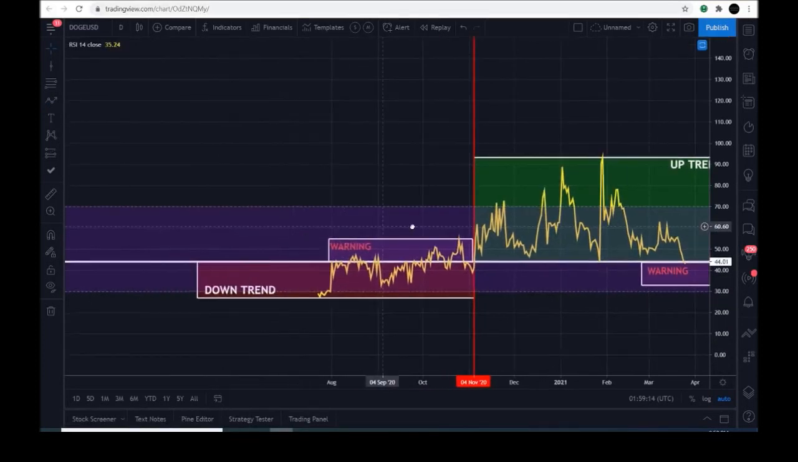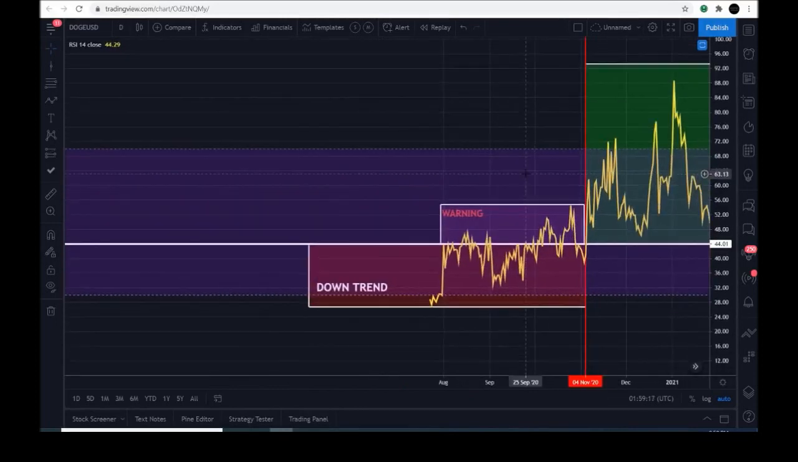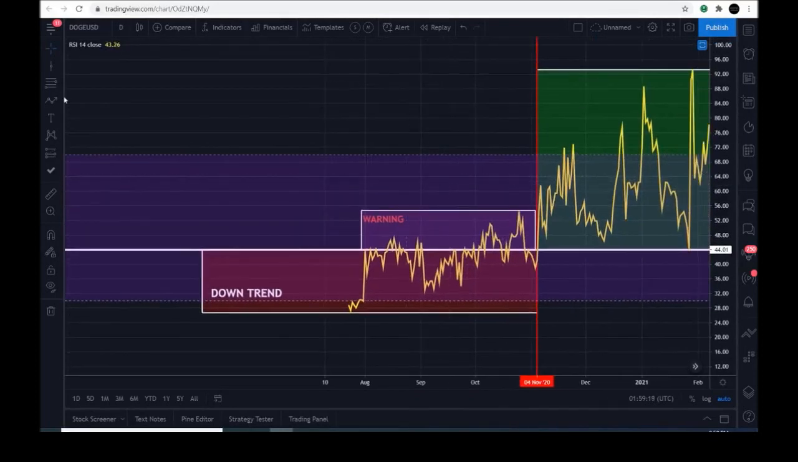Now let's start over here with the downtrend. The RSI, obviously, I mean, the price action is obviously going down.